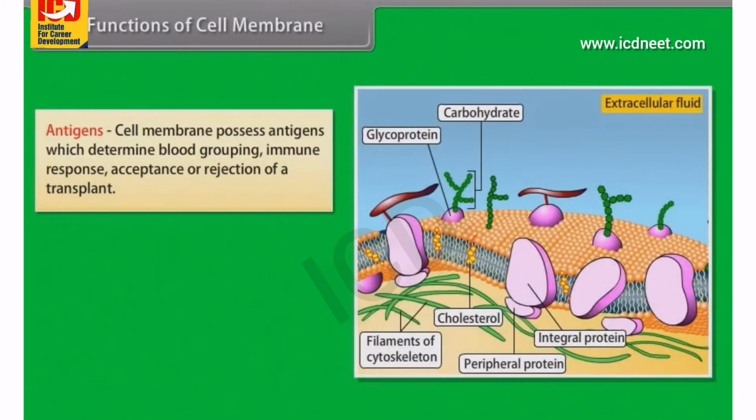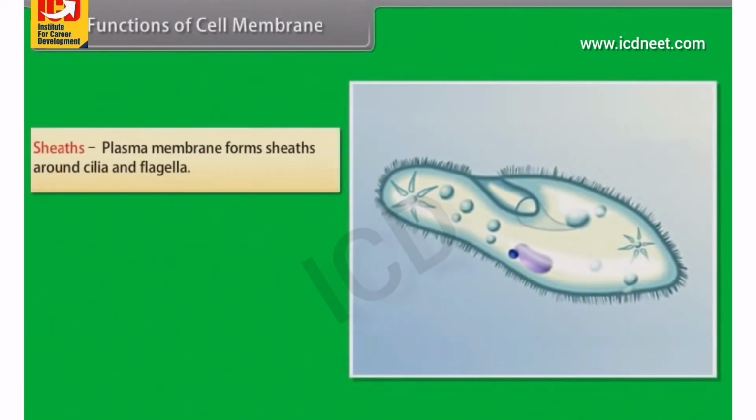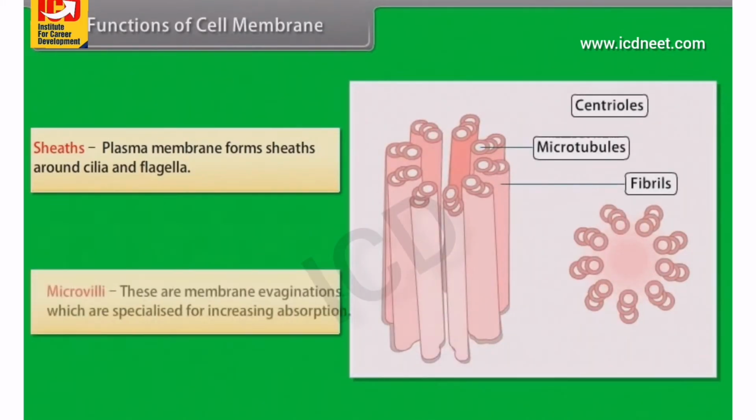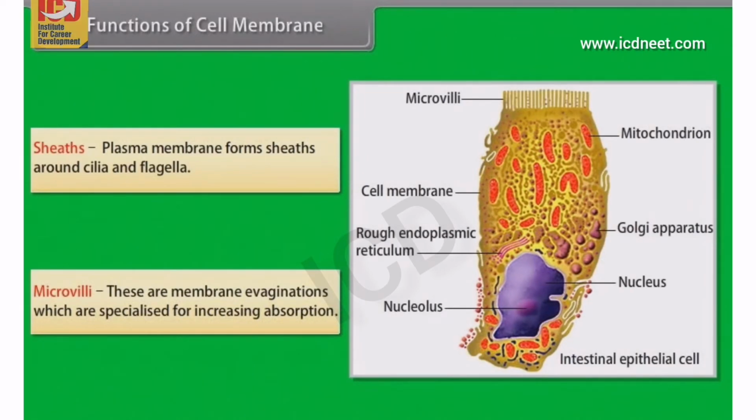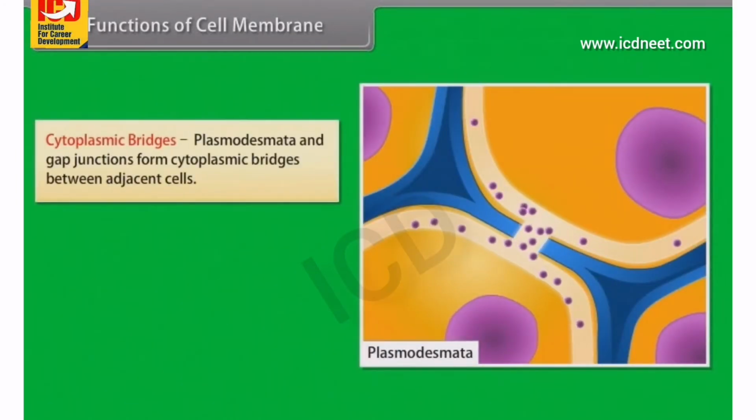Antigens. Cell membrane possesses antigens which determine blood grouping, immune response, acceptance or rejection of a transplant. Cell junctions. They help in keeping animal cells together. Sheaths. Plasma membrane forms sheaths around cilia and flagella. Microvilli. These are membrane evaginations which are specialized for increasing absorption. Cytoplasmic bridges. Plasmodesmata and gap junctions form cytoplasmic bridges between adjacent cells.